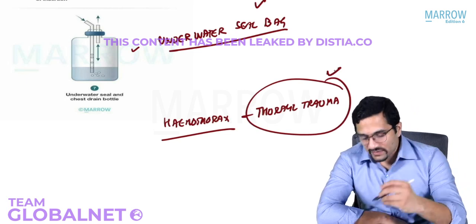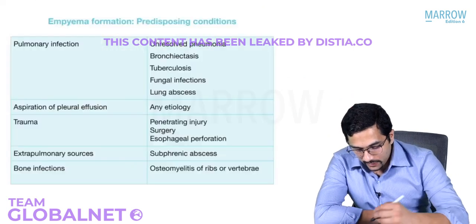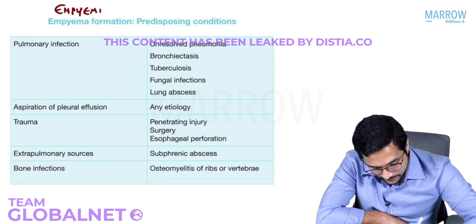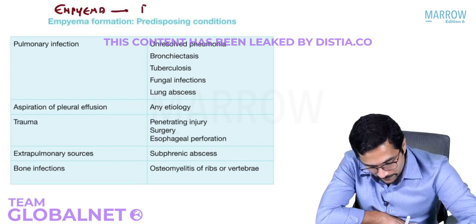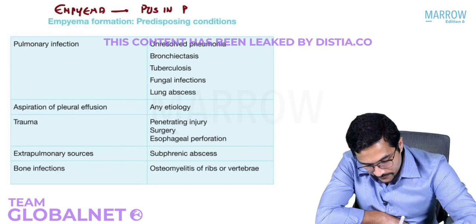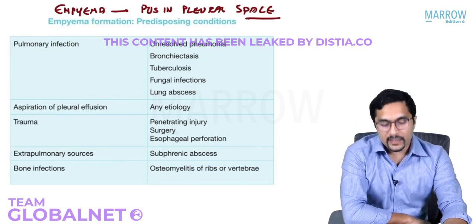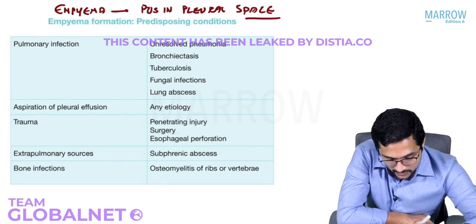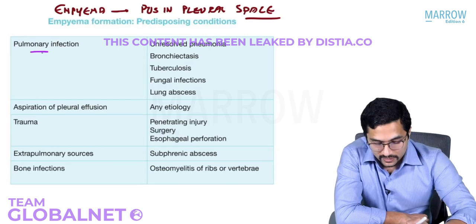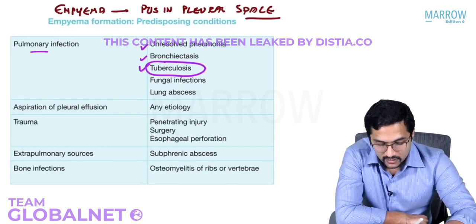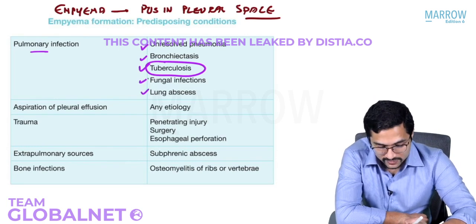The next condition which we need to talk about is empyema. Empyema is accumulation of pus in the pleural space. First you should know what are the causes which can give rise to empyema. So empyema of the lung, you can have pulmonary infections like unresolved pneumonia, tuberculosis, which is very common in our country, fungal infections, lung abscesses.